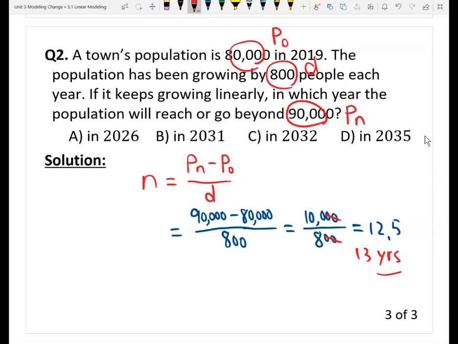Okay. So here is the one. But this is not the answer. See, the question asks us in which year. Therefore, we have to add 13 years to the original 2019, right? Now do the calculations, easy. 2019 plus 13 years, we get 2032, right? So this is the answer. Do we have an answer? 2032. Yes, we do. C is the answer.